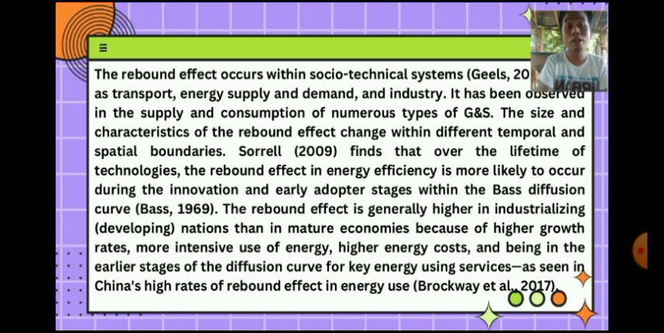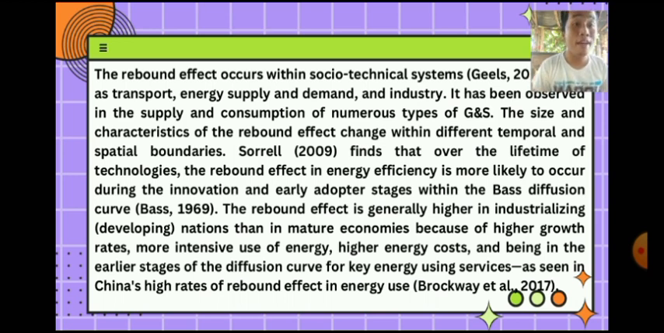So Sorrell 2009 finds that over the lifetime of technologies, the rebound effect in energy efficiency is more likely to occur during the innovation and early adopter stages of the diffusion curve. So in modern times, in a technological era, the rebound effects mostly occur. In what way?